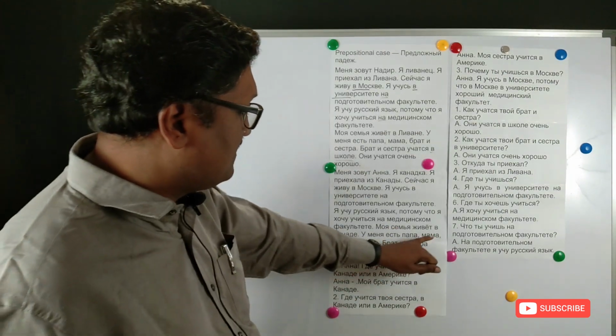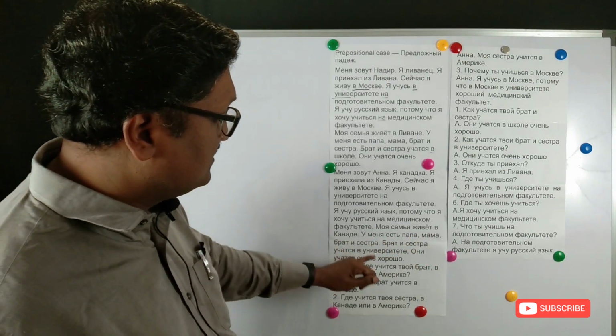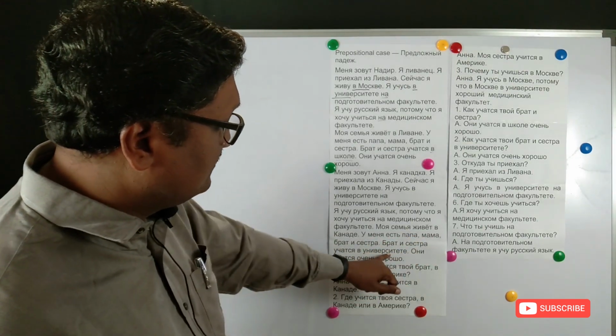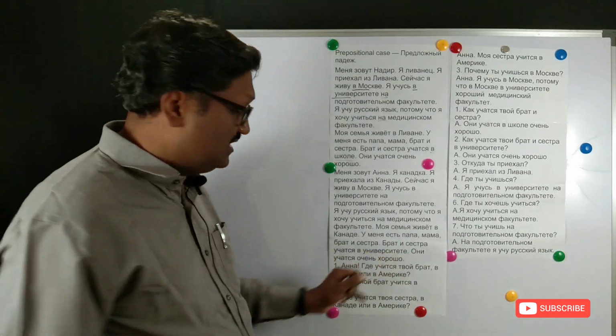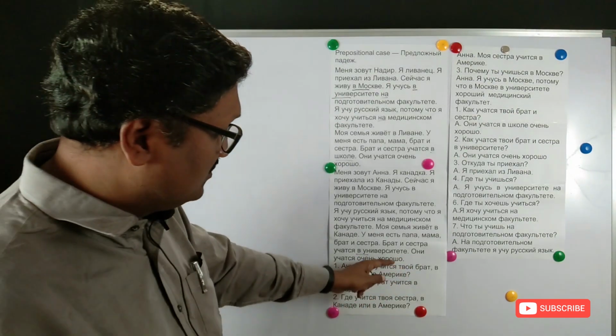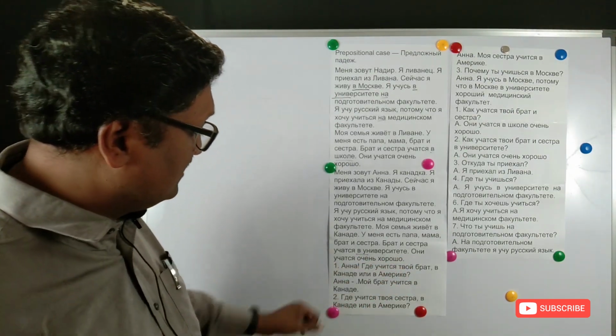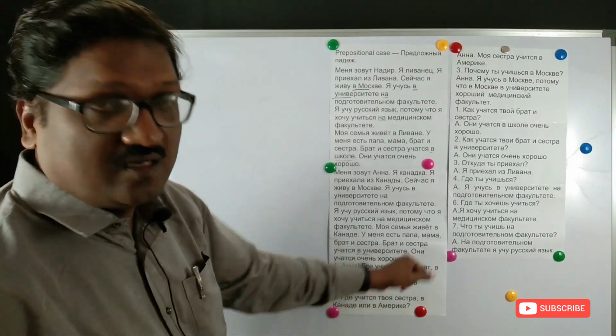У меня есть папа, мама, брат и сестра. I have father, mother, brother and sister. Брат и сестра учатся в университете. Brother and sister are studying in university. В университете. Here the prepositional case is coming. Они учатся очень хорошо. Очень хорошо is very good. They are studying very well, they are very good in their studies. Они is a pronoun.